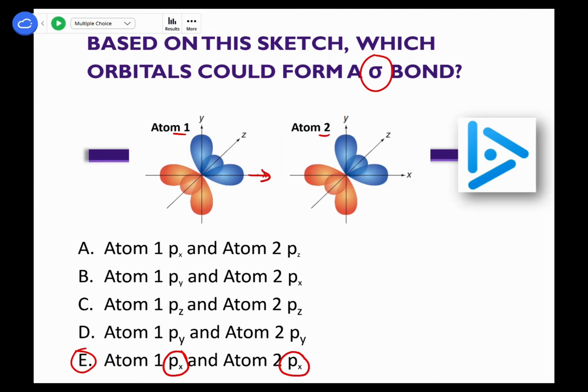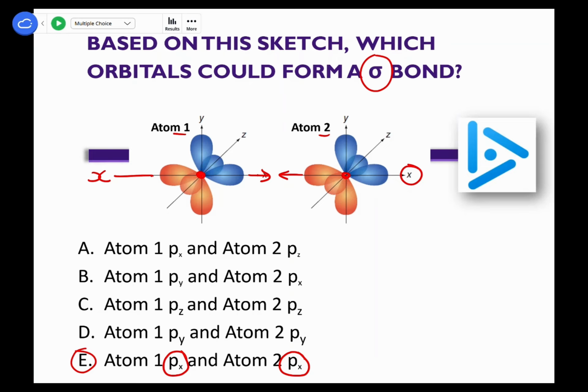If we bring atom 1 closer and atom 2 closer, remember that a sigma bond is when we have that head-on overlap. The x-axis is the on-axis between the two nuclei that we're bringing together. Let's imagine here are p orbitals from atom 1 and atom 2.